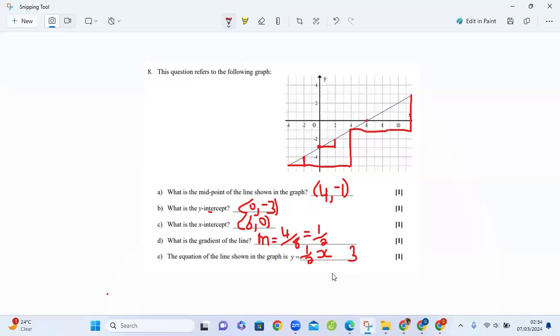Let's just write this. Let us use the subtract sign. Yes.